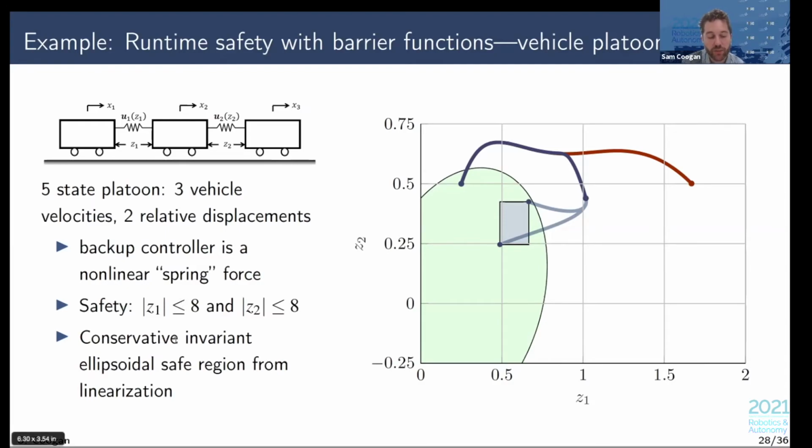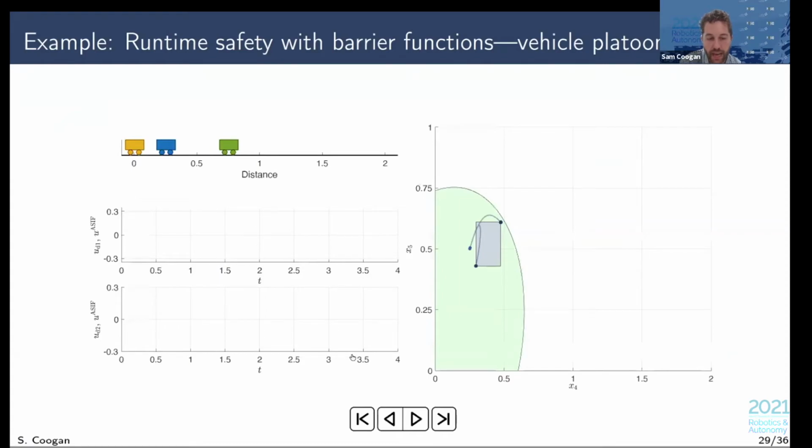And what we do is we can compute a conservative invariant ellipsoid by linearizing the dynamics. The backup dynamics are nonlinear because of this nonlinear spring force. We linearize the dynamics. We compute a linear Lyapunov function as an approximation for the nonlinear dynamics. This Lyapunov function is valid within a neighborhood of the equilibrium points, and we use that to create, in this case, this ellipsoid here. And then for any controller that's suggested besides this nonlinear backup spring force, we just ensure that this nonlinear backup spring force brings the vehicles back to a safe distance.